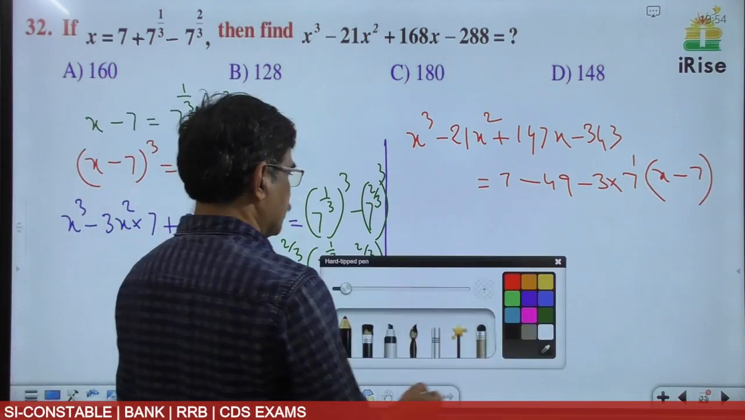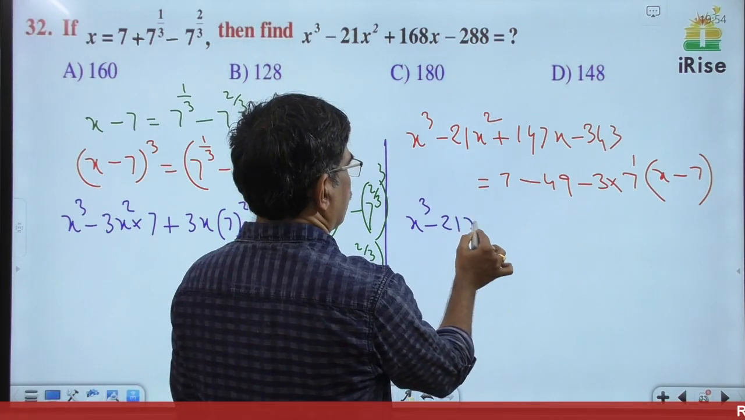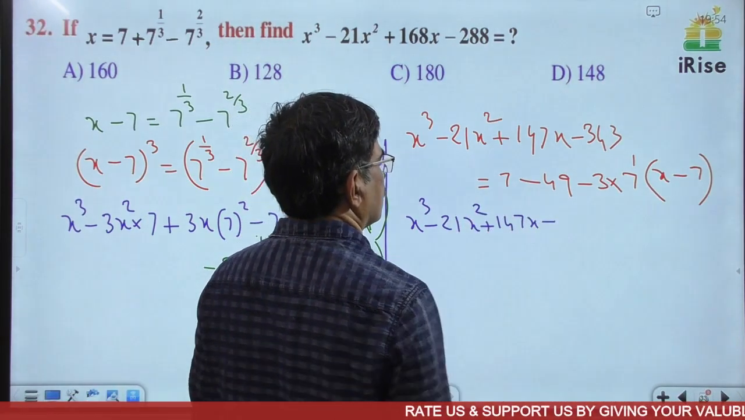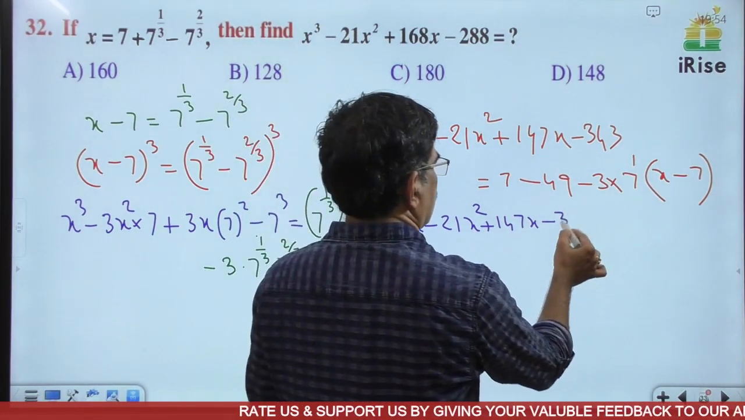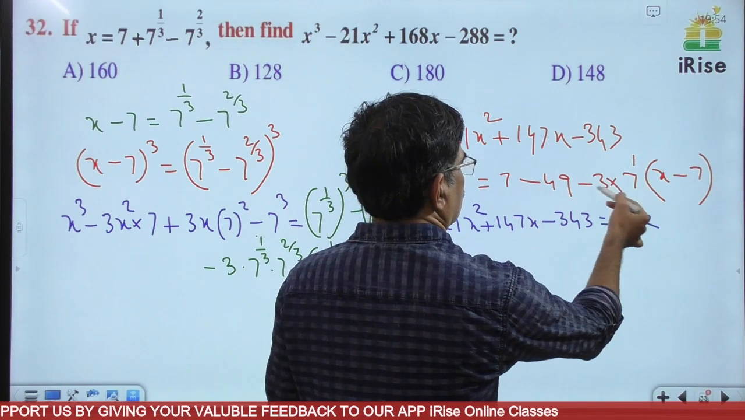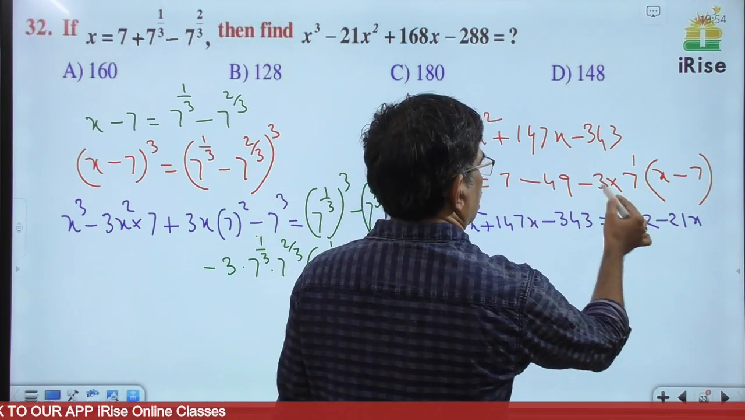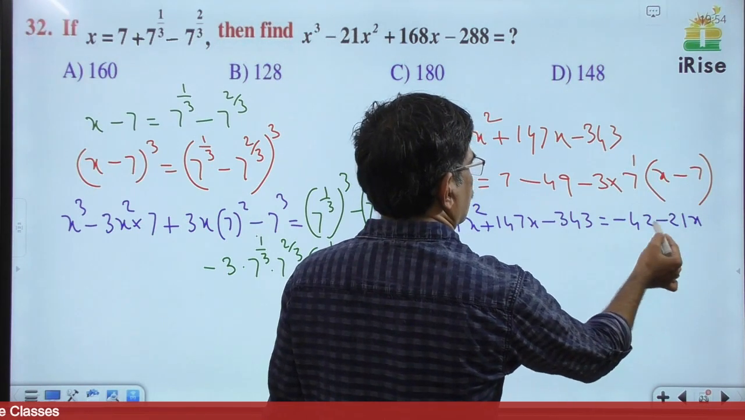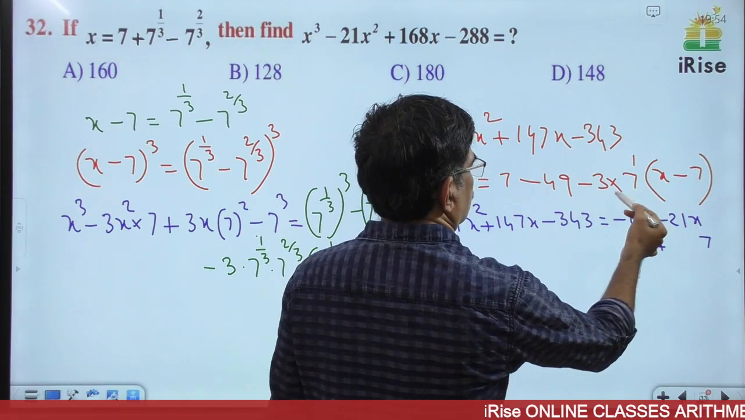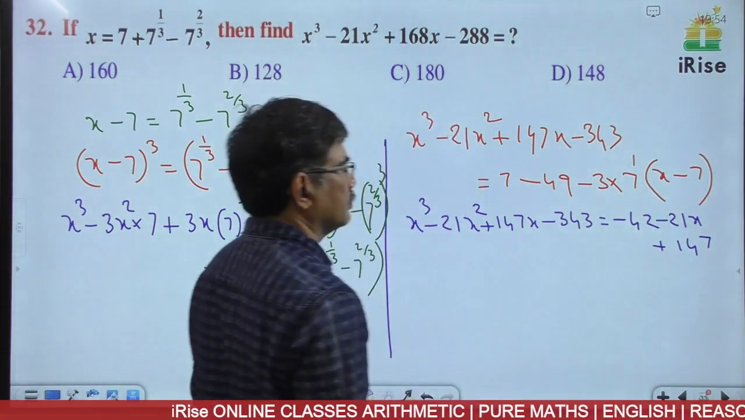Then what does it become? x cube minus 21x square plus 147x minus 343 is equal to minus 42. This is 21 into x, minus 21x, minus into minus plus 21 into 7, which is 147. 7 ones are 7, 7 twos are 14, 147.